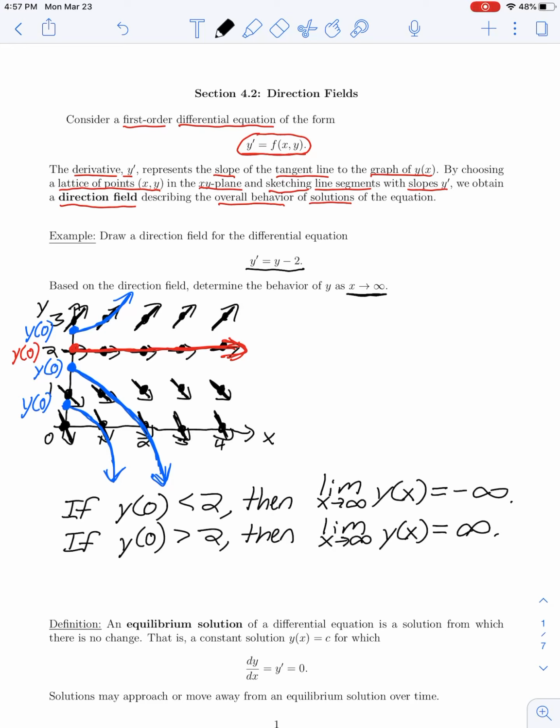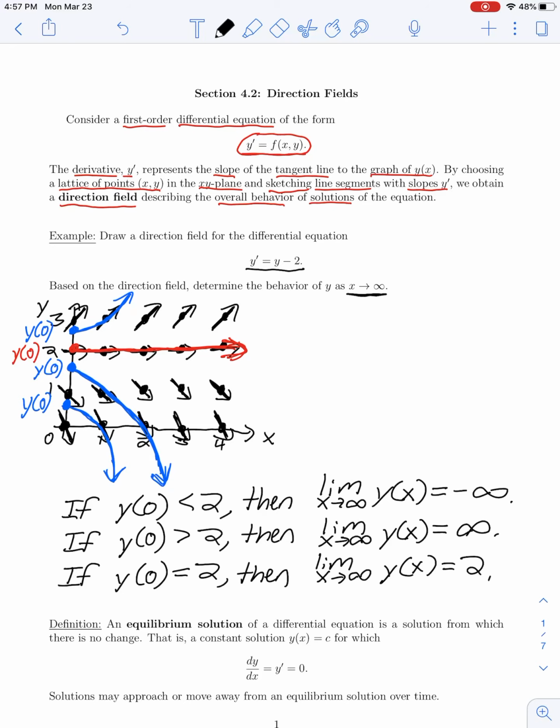Now there's only one case which we haven't yet considered. That would be the case that y naught is exactly equal to 2. And we saw above from our direction field that if y is equal to 2, y prime is 0. We have a horizontal tangent line, and our solution is a constant. For every value of x, y would be equal to 2, so the limiting value of our solution would remain as that constant value 2.